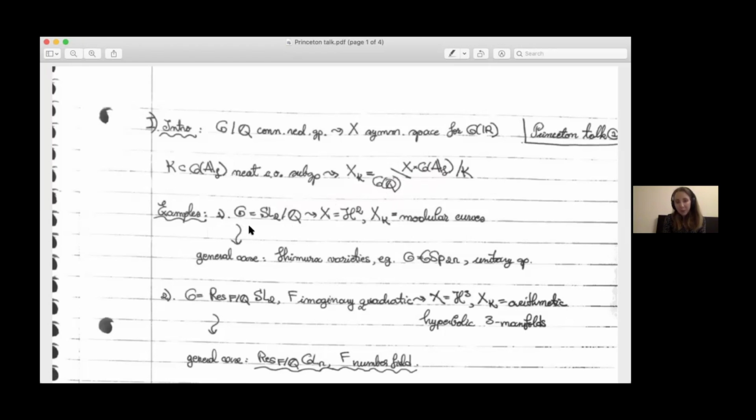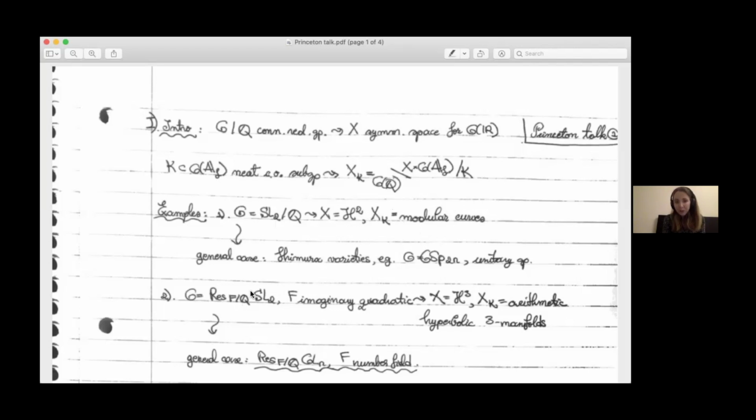So the first example is where your group is SL2 over the rational numbers, and then in that case, the associated symmetric space is hyperbolic 2 space, which can be identified with the upper half complex plane. And then the associated locally symmetric spaces, by strong approximation, are really just quotients of the upper half plane by congruence subgroups contained inside SL2(Z). They're going to be modular curves.